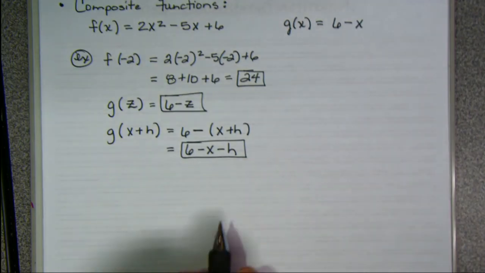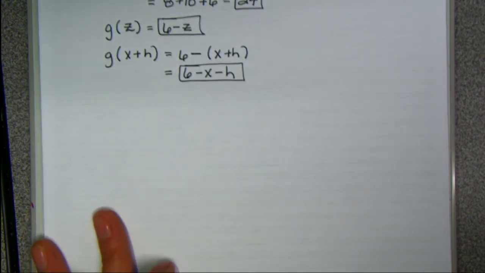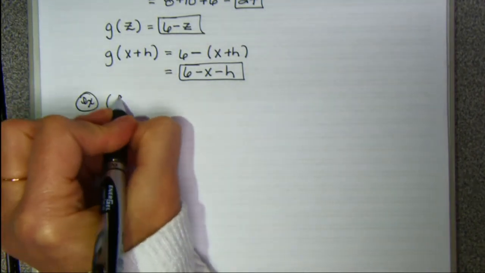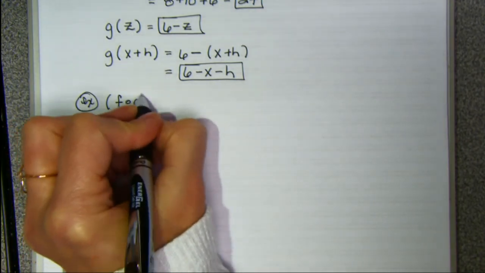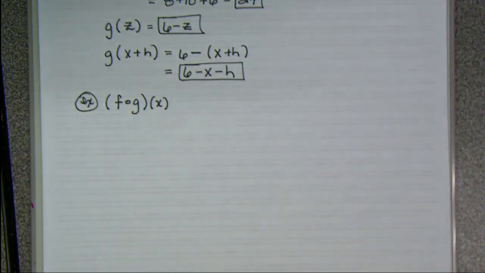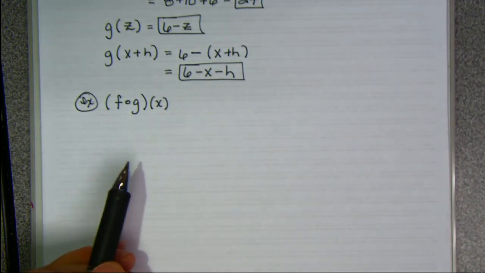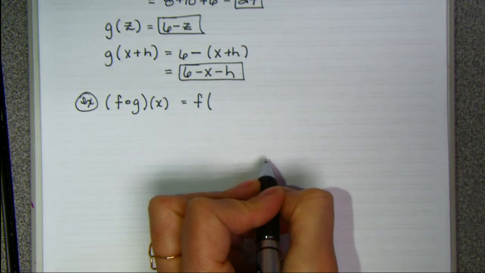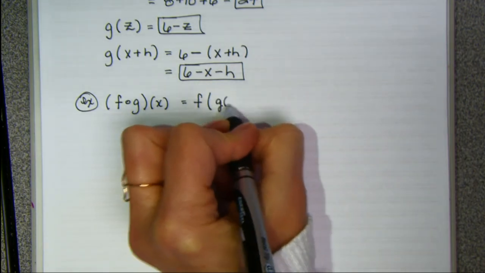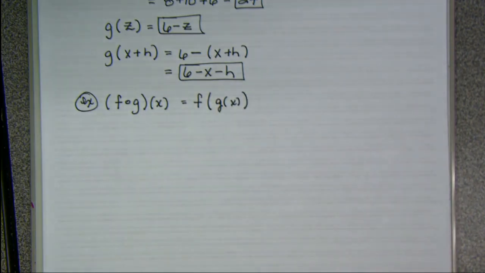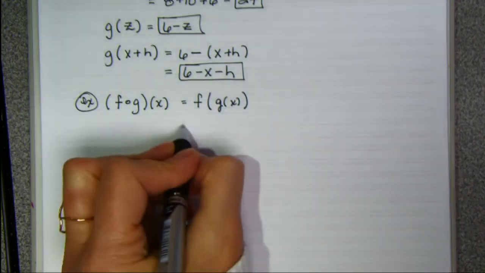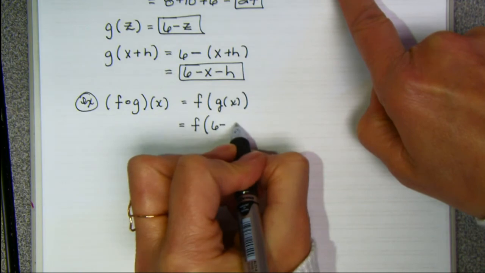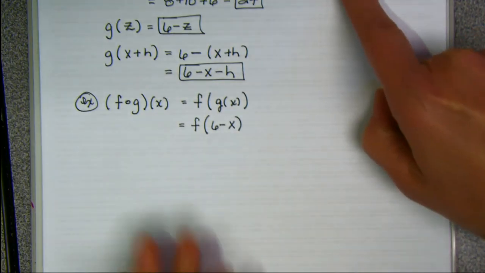Okay? All right. Now the part that causes a little bit more stumble. This is when you do composition, and it's going to read f, open circle, g of x. That is not multiplication. The open circle means it's composition. So this is what it actually means. Notice the f is first. So then what I'm going to do is take the f function, and I'm going to replace every x with g of x. Which means I'm going to take the f function, and everywhere there's an x, I'm going to put what? 6 minus x. So here's what it would look like.